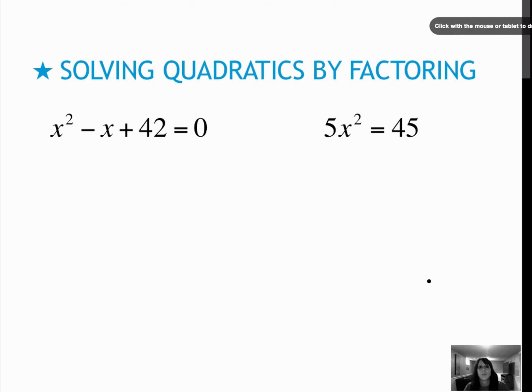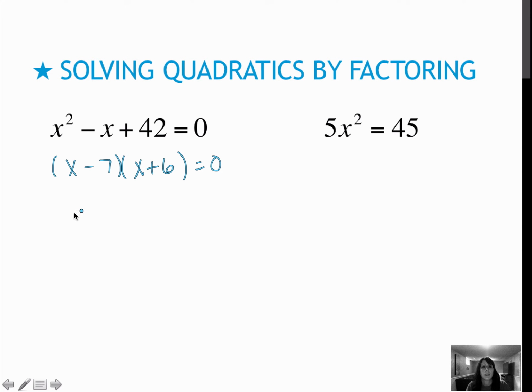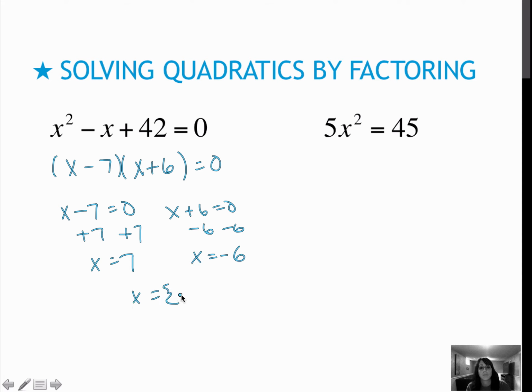Go ahead and try these two, and then press play to see how you did. My first example, I would factor this into x minus 7, x plus 6. And that would give me solutions by setting them equal to 0 of 7 and negative 6. Again, I would write them together. Negative 6 and 7.